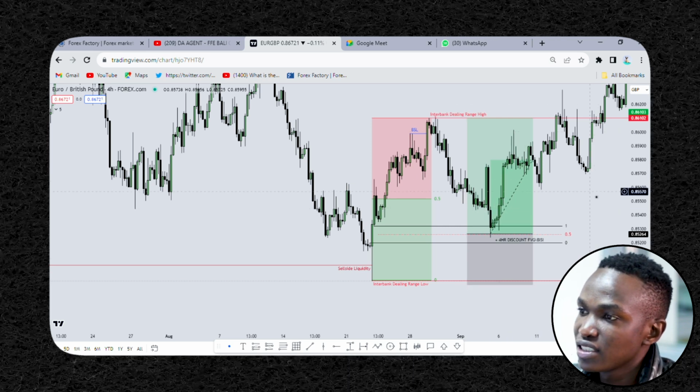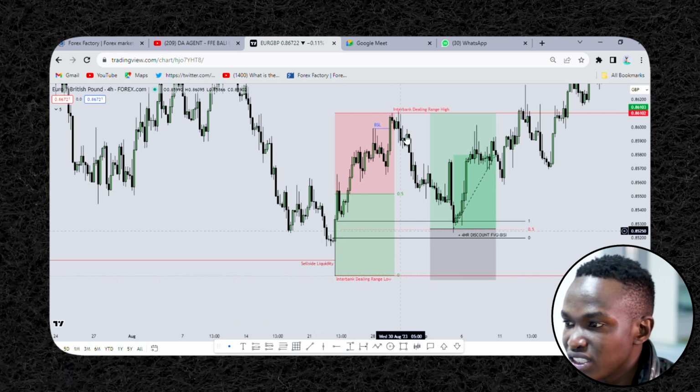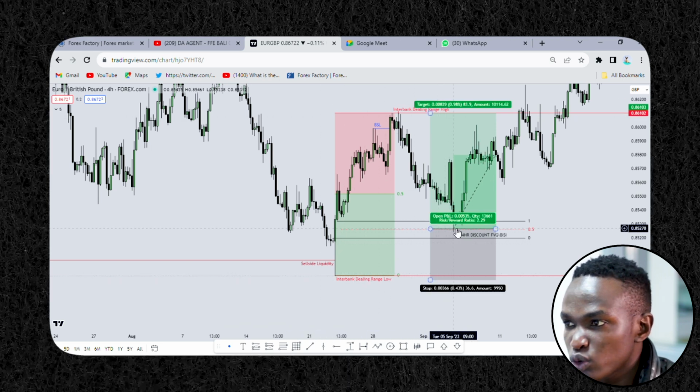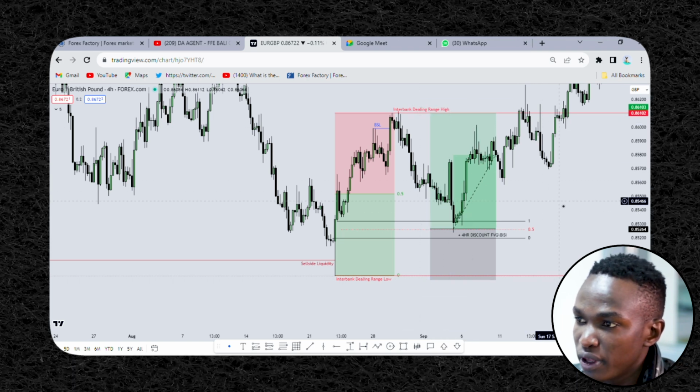You can clearly see this. Identify your dealing range, wait for the price repricing back to the discount zone or back to the premium zone, then do the needful. This has been Euro GBP.